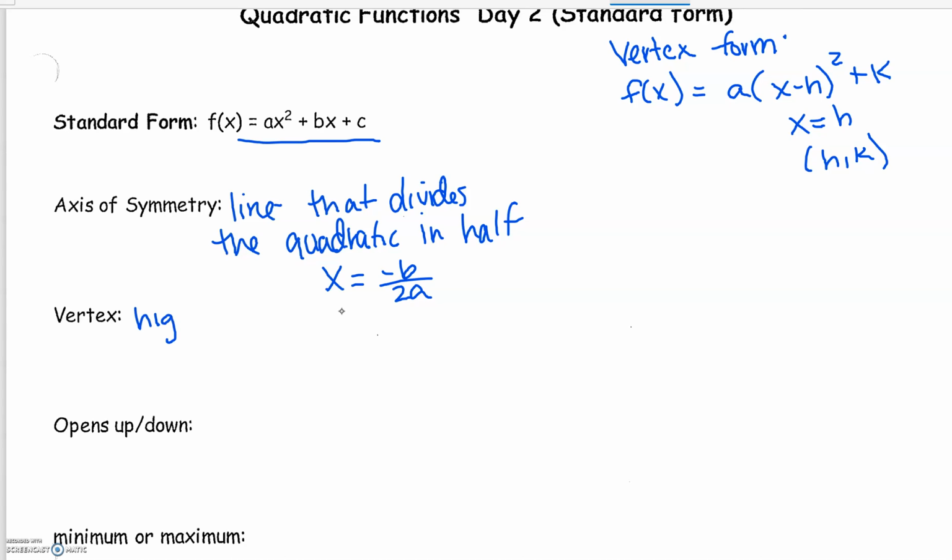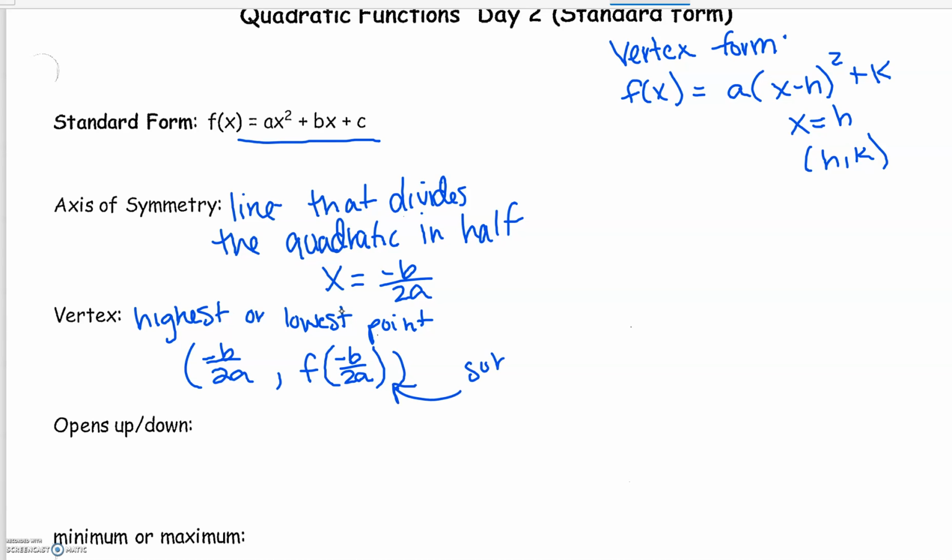Vertex is still the highest or lowest point. And we find that, well, we already know we can find the x by using negative b over 2a. And then we plug that back into the function, whatever we get. So we will sub in the x value to find the y value.